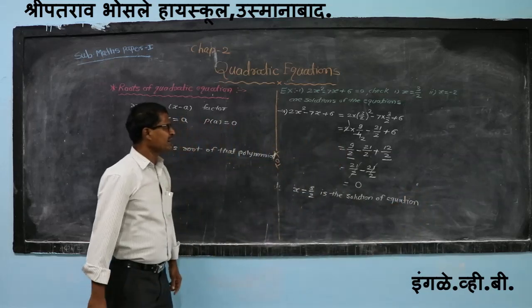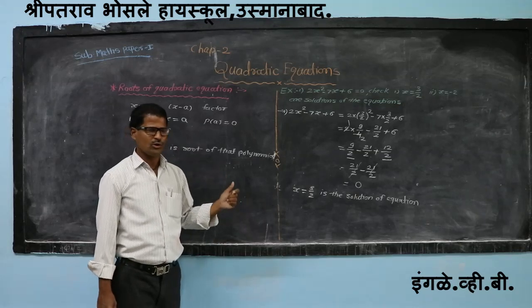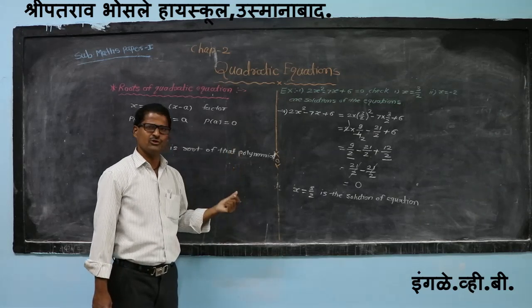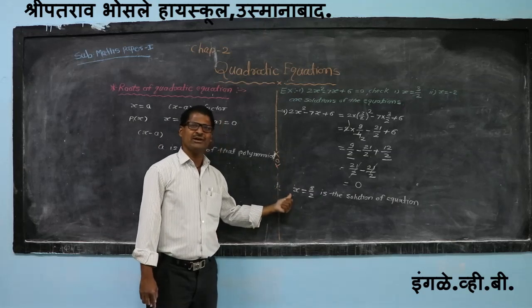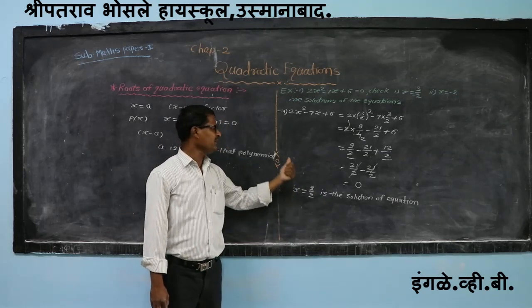Here we observe that when we put the value of the variable in the equation, and we get the value of the equation as 0, then that value of the variable is known as the solution or root of the quadratic equation.